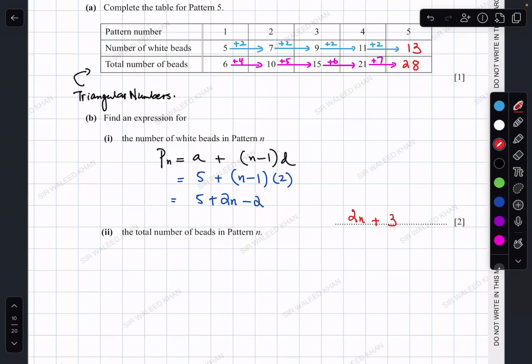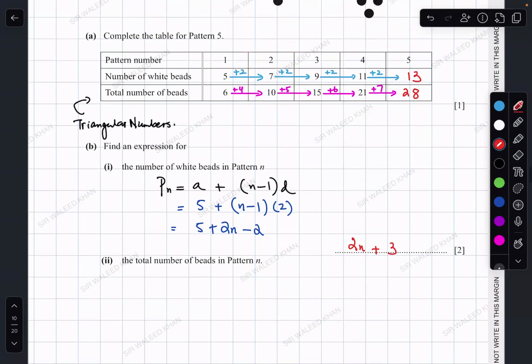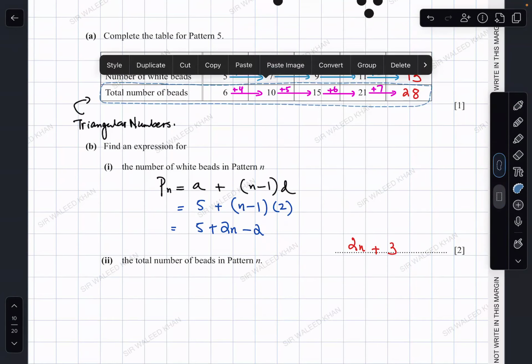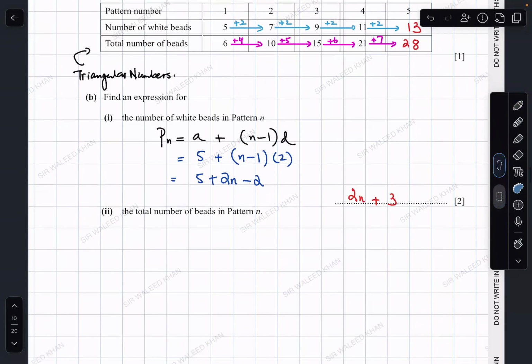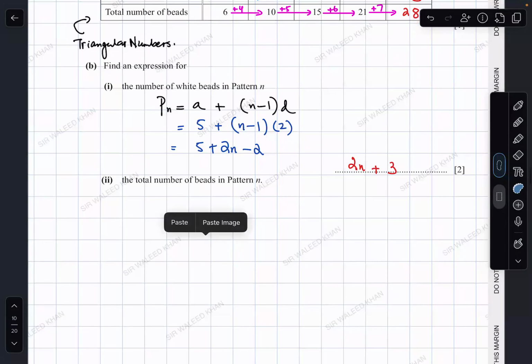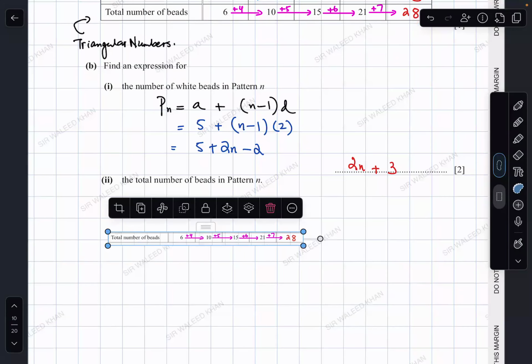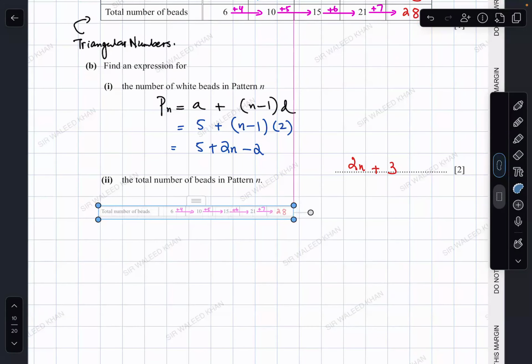The total number of beads in pattern n, total number of beads. So let me copy this. And what did I say? This sequence is matching which one? Yes, Eva? This sequence is somehow matching.